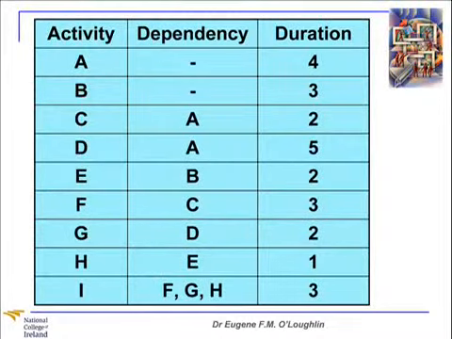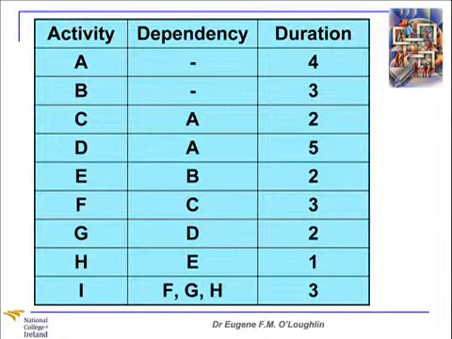So let's now take a look at an example. This table here is typical of a table I would give to students when asking them to draw a project network diagram. It's very simple. We've got 3 columns here. We list our activities. We've got 9 activities in this example, labeled from A to I.